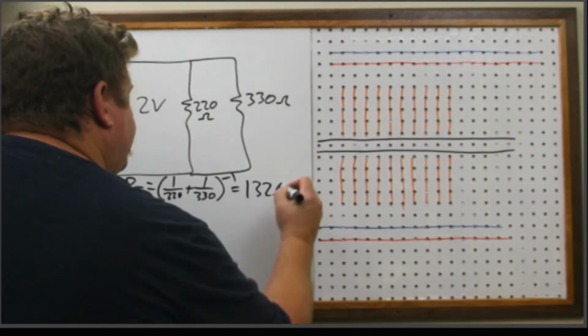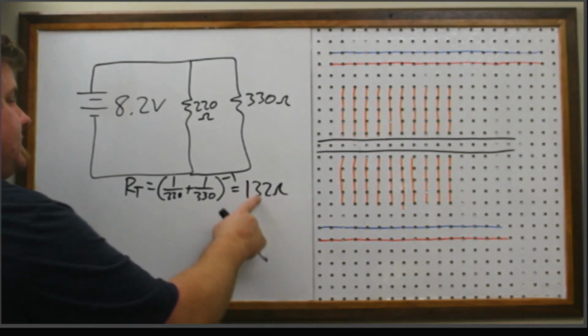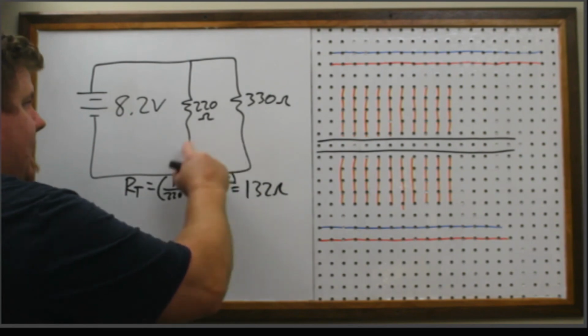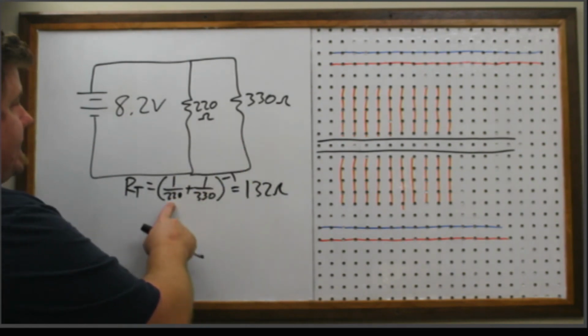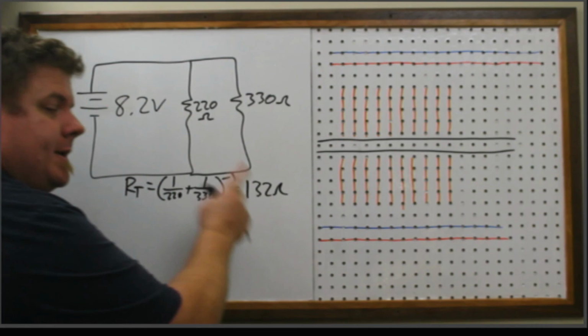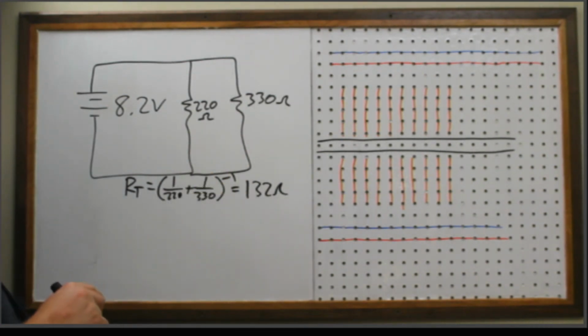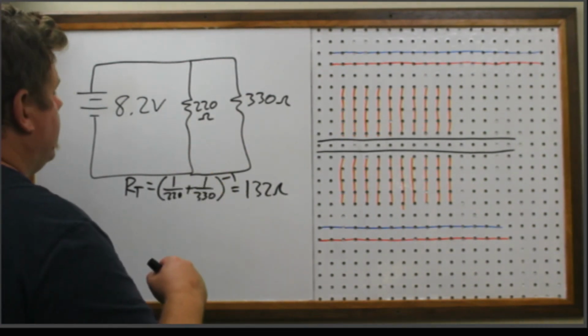As you know, the very first check you should say is: is this value less than the smallest thing I have in parallel? And it is, right? 220 is the smallest. This is smaller. It always has to be smaller. That's the very first check that you should look for, okay?